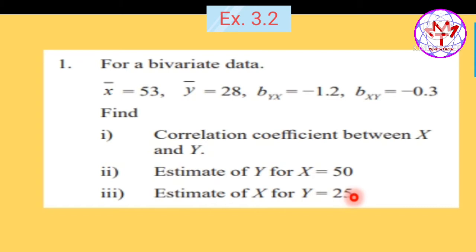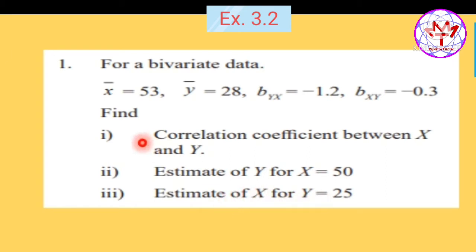That means, students, here we have to first calculate r. Then to find the value of y for x is equal to 50, we'll have to find the equation of regression of y on x. And for the third question, we'll have to find the equation of regression of x on y.